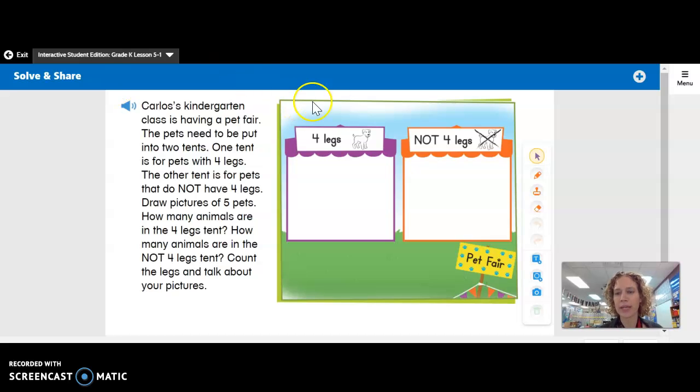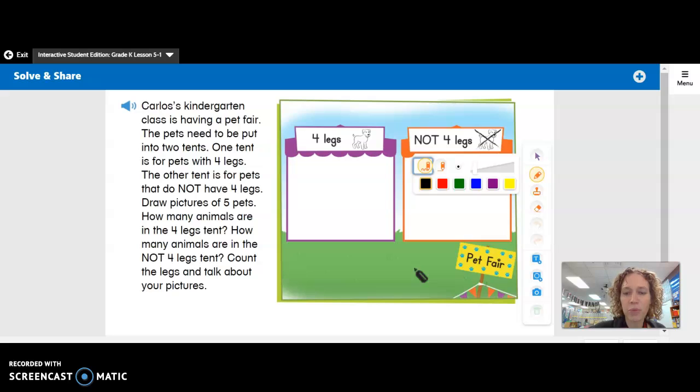Okay, so let's go ahead and start. Now we're pretending we're at a pet show and we had 5 different animals, okay? I might grab a pen here. That might help a little bit. Oops, I'm going to grab that. All right, so what I'm going to do is we're going to draw 5 different animals. Let's see, so maybe the first one without 4 legs might be a snake. So I'm going to draw a snake. That's my little snake.